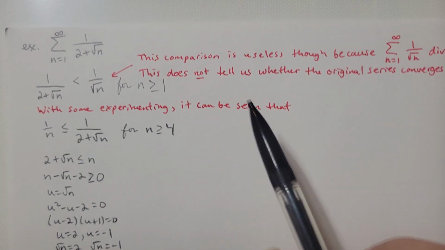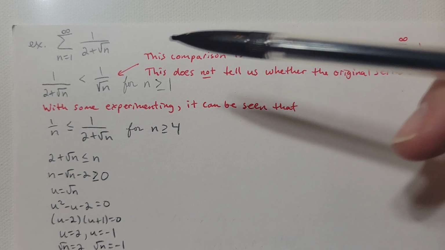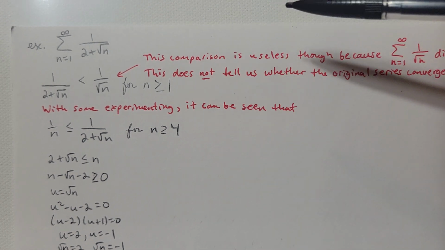Now, the point of this is to say that when you're finding your comparison sequence, I mentioned typically you're going to be comparing this to a geometric series or a P series, okay? And don't necessarily give up if you get something like this that's not true, okay?